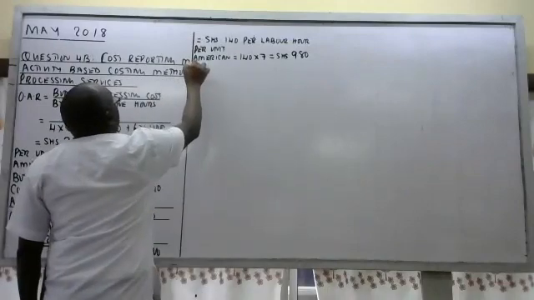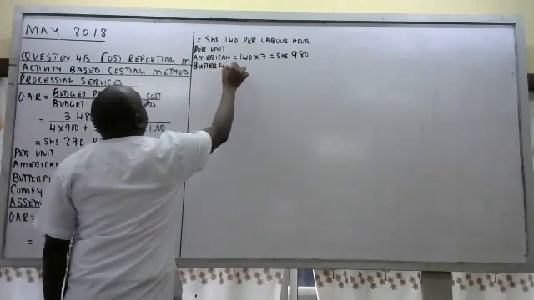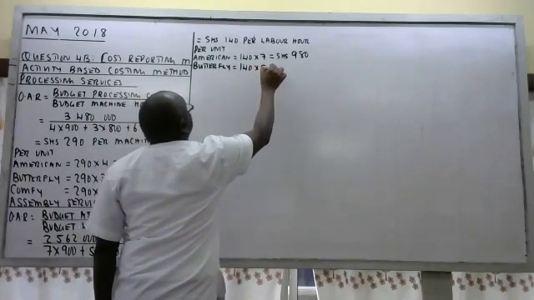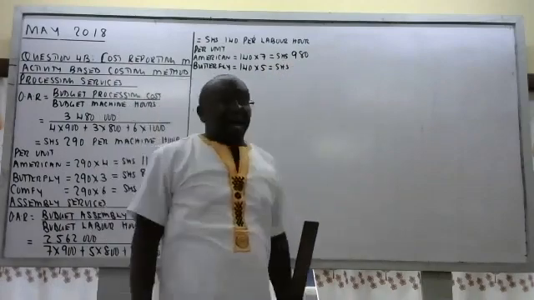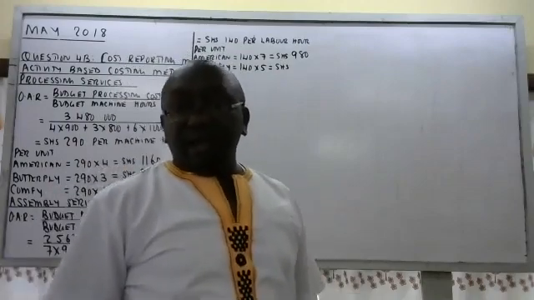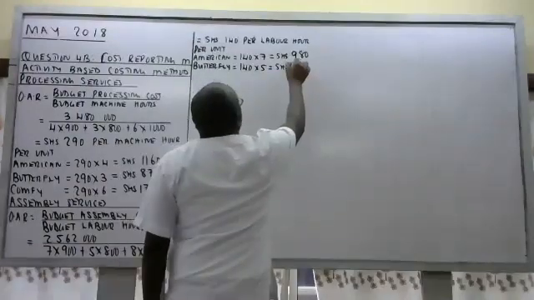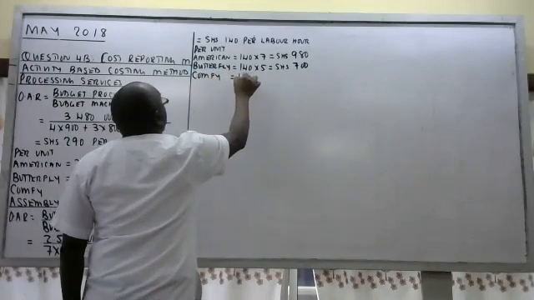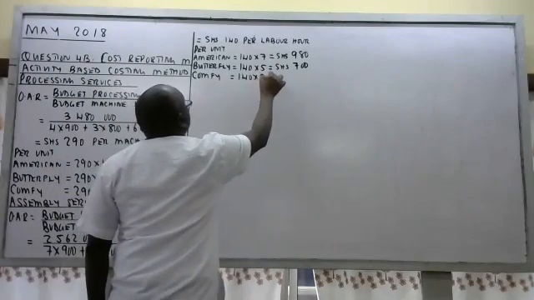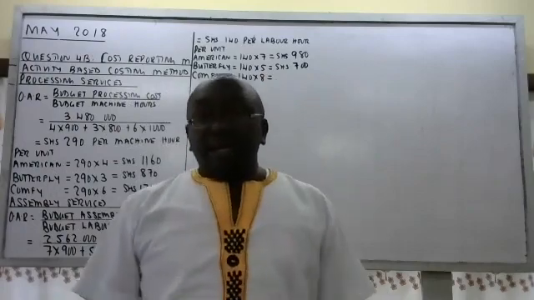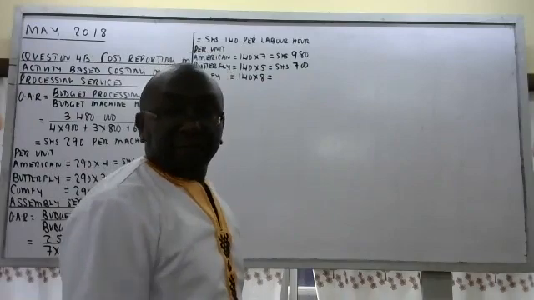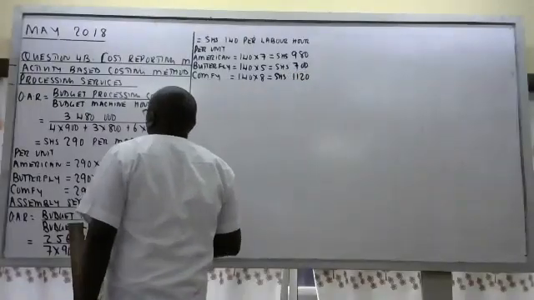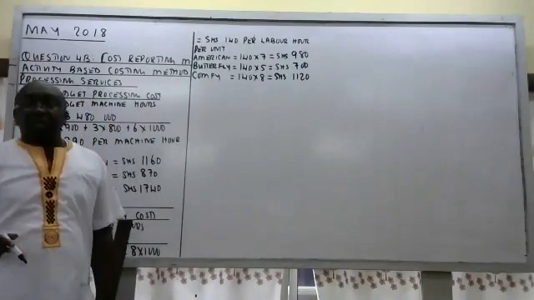Then Butterfly will be 140 times 5. Yes, I can see from Ivarin, Royce, and June, 700. Then Comfy, it is 140 times 8. Yes, Ivarin, Royce, June, Helen, 1120 shillings. So that is per unit. Let's proceed to the next.